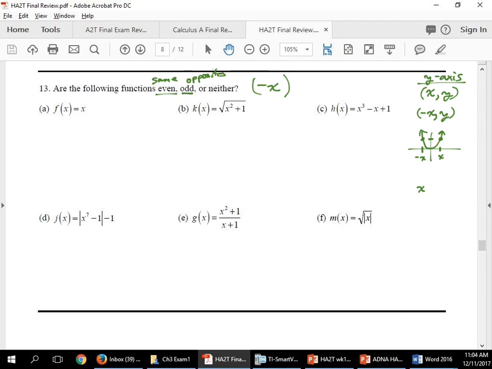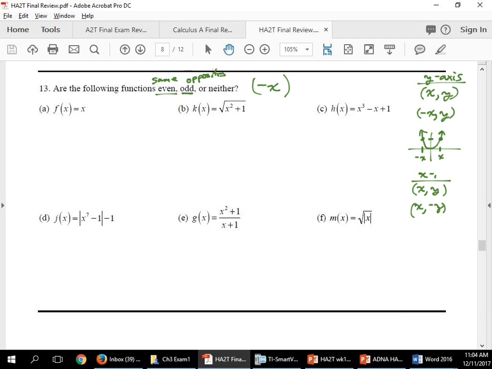If you plug in x and you get y, and then you plug in x and you get negative y, what is that? That's symmetry about what? This is symmetry about the x-axis.